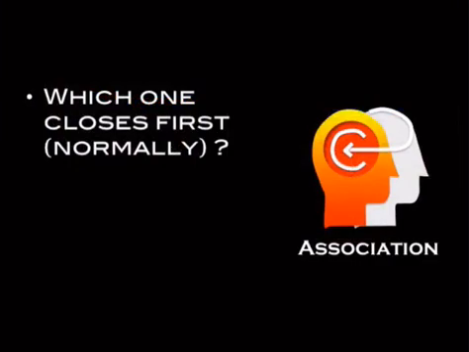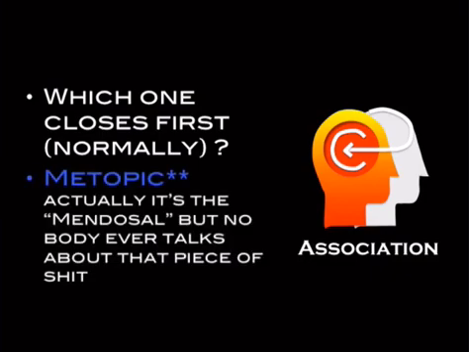So which one closes first normally? Remember, as I said, normally, because there are abnormal closures that can occur and are highly testable because they have fancy French or Latin sounding names. So which one closes first normally? The one in the front. The metopic one closes first, because it's the first one that you come to in the front.